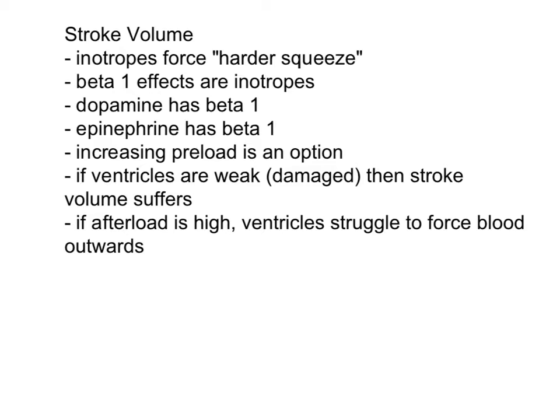Another factor in perfusion that we can manipulate is stroke volume, to some extent. Inotropes, dopamine, epinephrine, inotropic agents will force the harder squeeze of the ventricle, improve stroke volume and therefore cardiac output. Beta-1 agents will give us that inotropic effect, so again, dopamine and epinephrine. We can also try to increase the preload because the heart can't pump out what it doesn't have. And so by increasing preload, we can improve stroke volume to a certain extent.